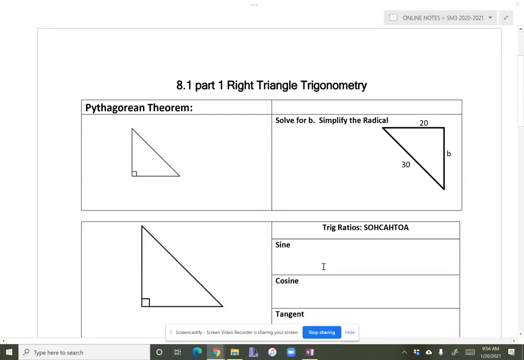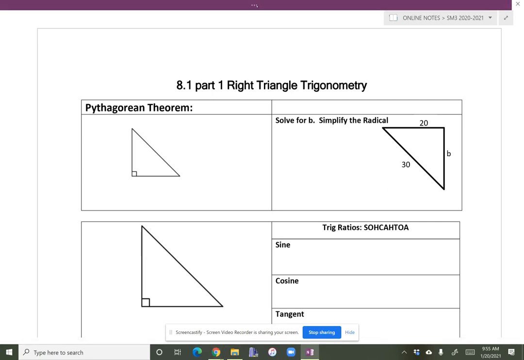Okay, you guys, 8.1 part 1 has a couple of review topics, and a lot of this should look familiar, but we're just talking about basic right triangle trigonometry, and that should ring a bell of sine, cosine, tangent. But first thing we're going to talk about is just a reminder from last time, the Pythagorean theorem, which helps us solve for sides.